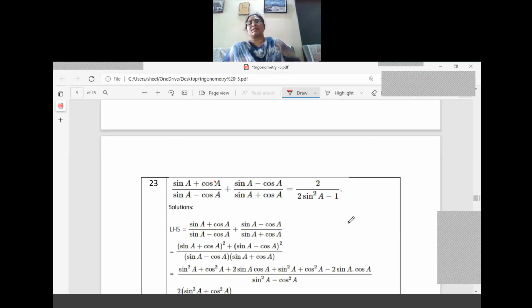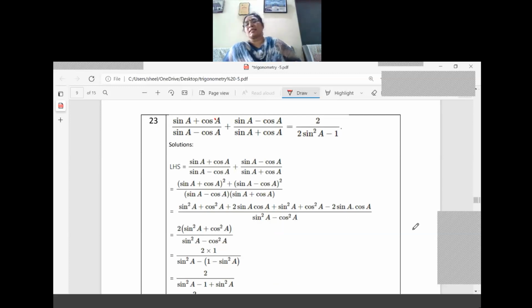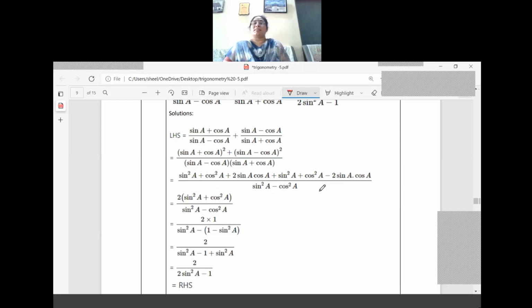Okay, now what is the next step? We should take the LCM. There is no other procedure for us. (sin A + cos A)/(sin A − cos A) + (sin A − cos A)/(sin A + cos A). Already we have to go for the LCM only. So (sin A + cos A) whole square is there, (sin A − cos A) whole square is there. Expand that one. What happens in the numerator?